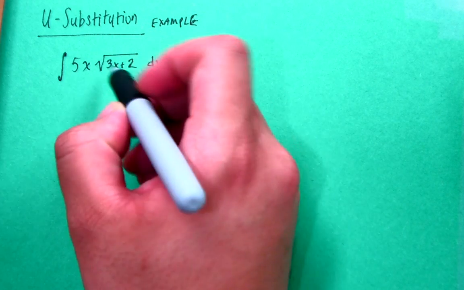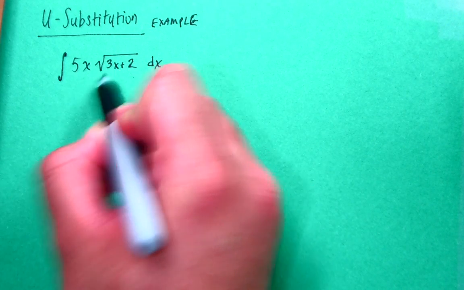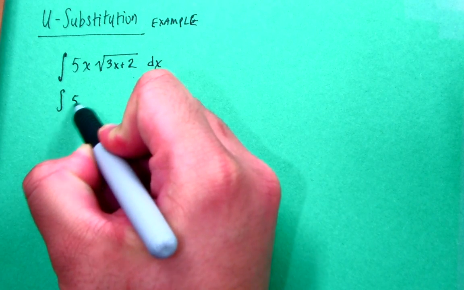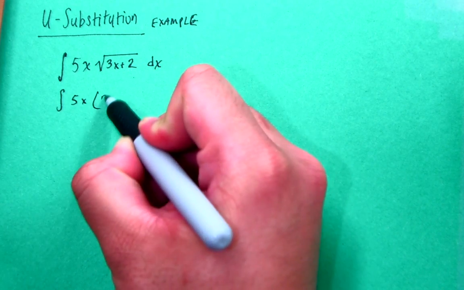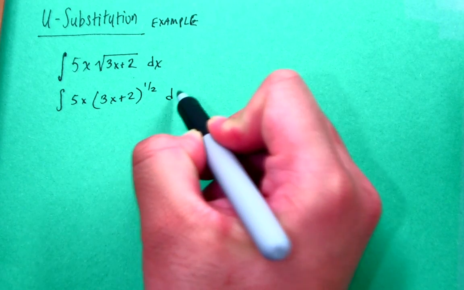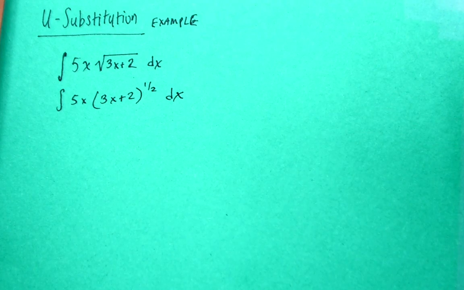So right now, this radical might be obscuring some things, so let's rewrite the problem slightly. So 5x times the quantity 3x plus 2 to the 1/2 power dx. Now it looks a little more familiar.